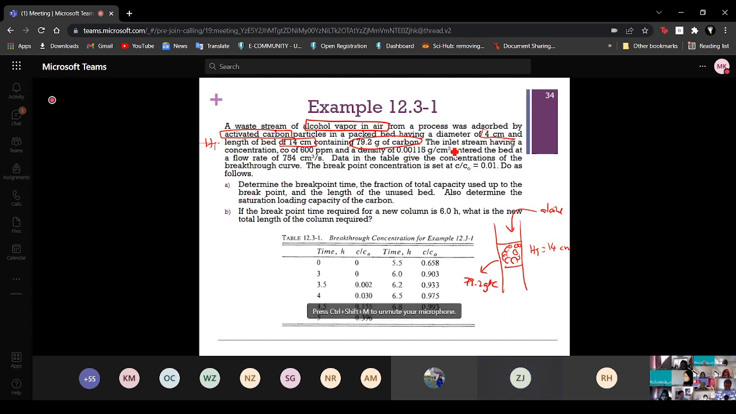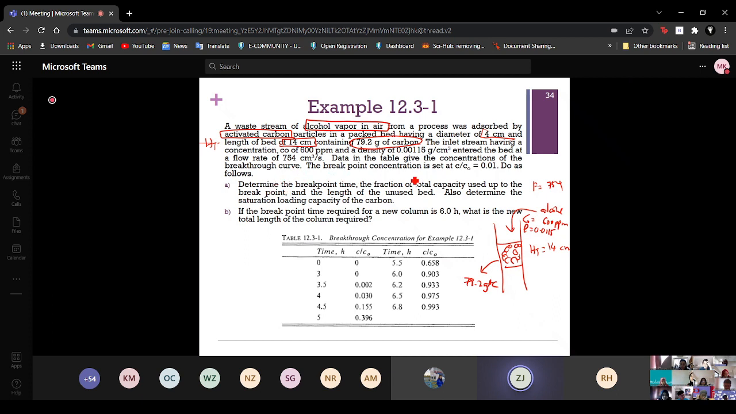Okay, so the inlet stream has a concentration of 600 ppm, and density 0.0115, entering the bed at the flow rate. So they give the flow rate. Flow rate is 754. The data table gives the concentration of the breakthrough curve.